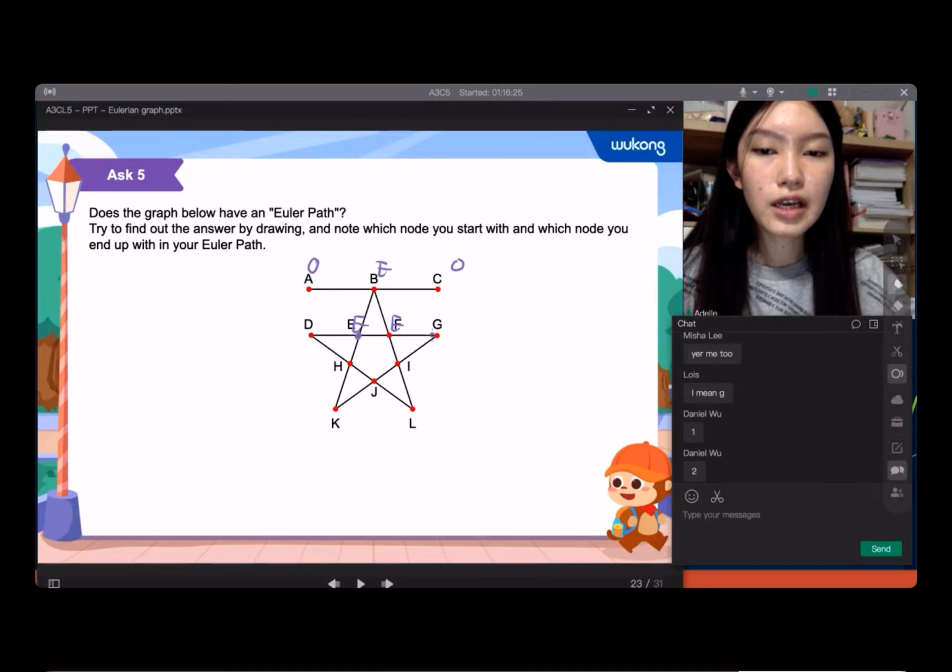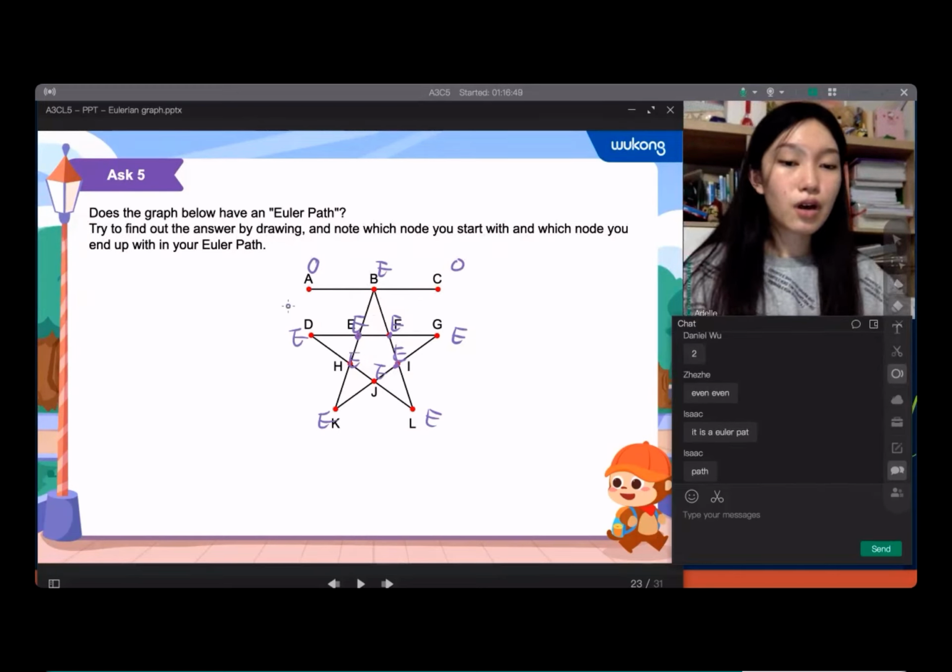If you see, there's 4. G has 2. So if you look at it, all of the little sharp corners of the star would all have 2 edges connecting to it. So we can just go ahead and say they're all even nodes. Okay, and the ones on the inside will all have 4 edges connecting to them, so they would all be even as well. So in the end, the only 2 odd nodes that we have are A and C.